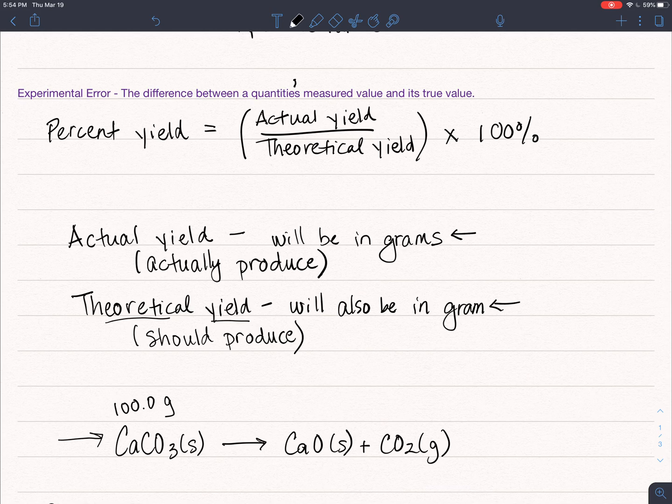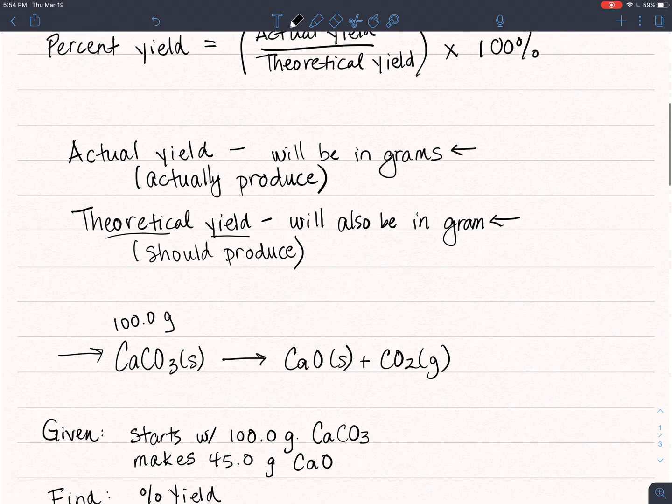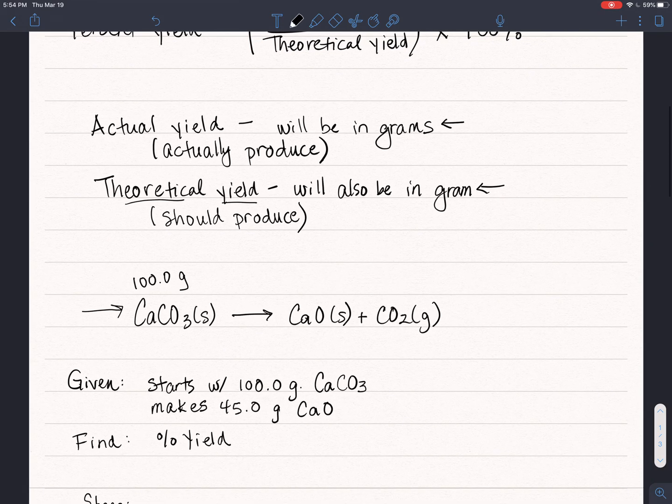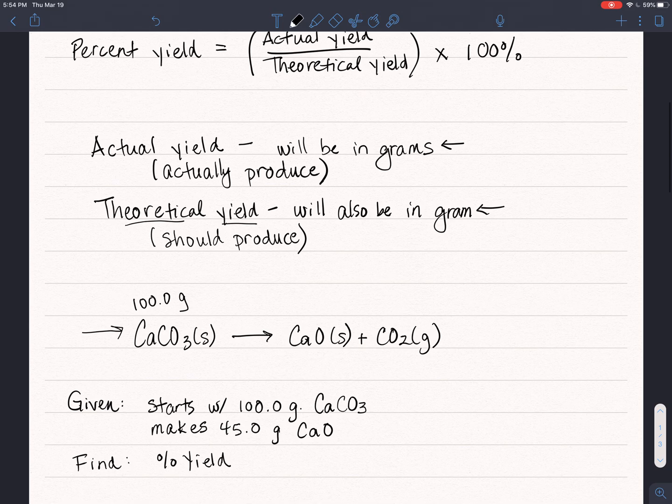So, just to give you a sense of how these kinds of problems work, let's walk through one of the problems in our review questions, okay? I think this is problem 4 maybe. We have this chemical reaction that I just gave you, and you start with 100 grams of calcium carbonate, and you make 45 grams of calcium oxide. What is your percent yield?